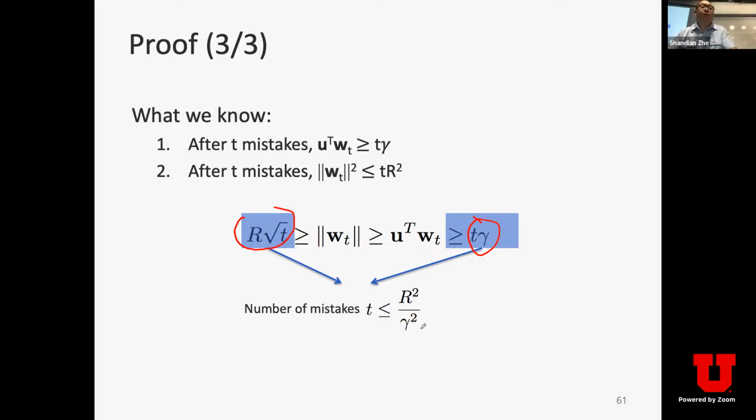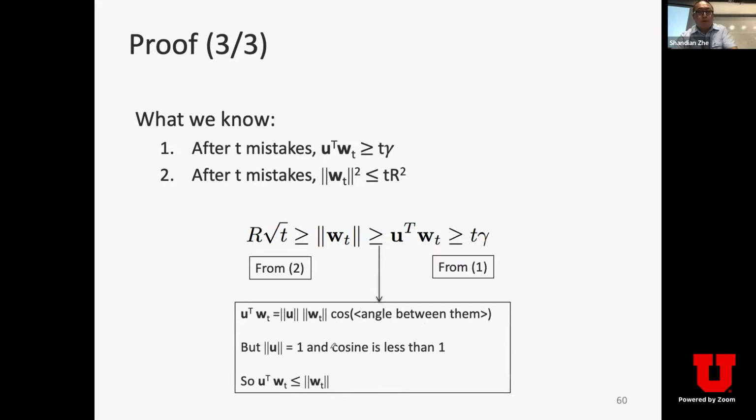Regarding the Cauchy-Schwarz inequality, it's just based upon the definition of cosine. So U transpose WT equals the norm of U times the norm of WT times the cosine of their angle. Because the cosine value is always less than or equal to 1, the dot product is less than or equal to the product of their norms. And further, because the norm of U is 1, it means U transpose WT is less than or equal to the norm of WT. That's how we get here.